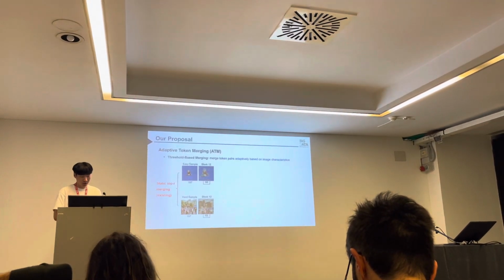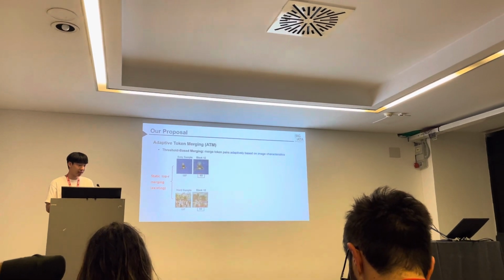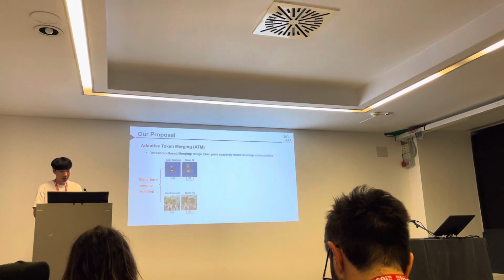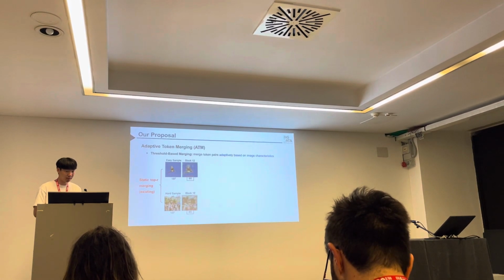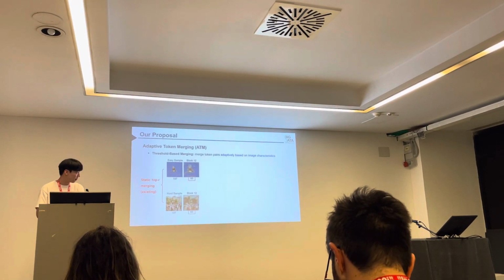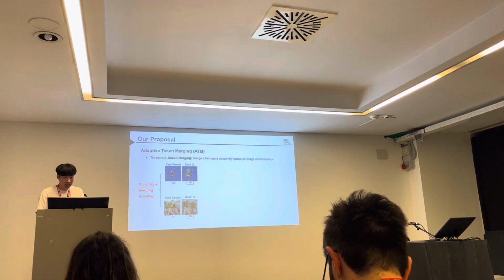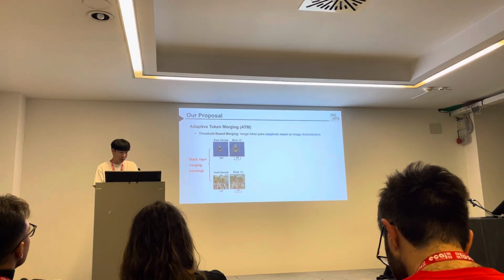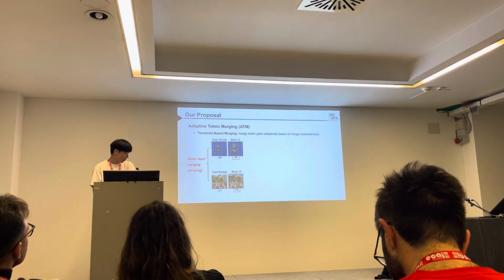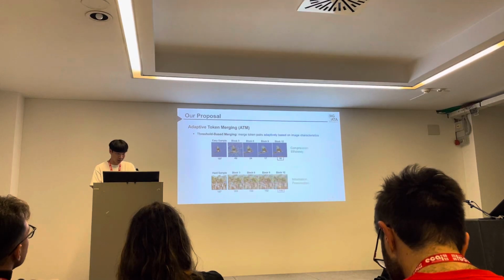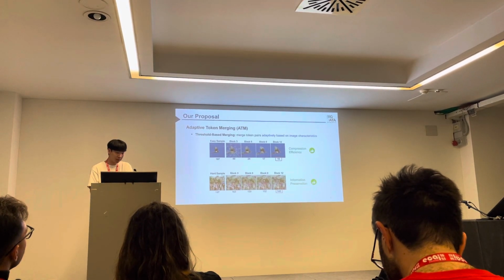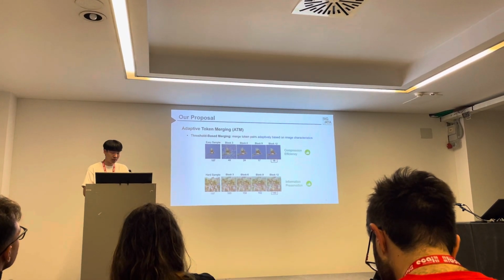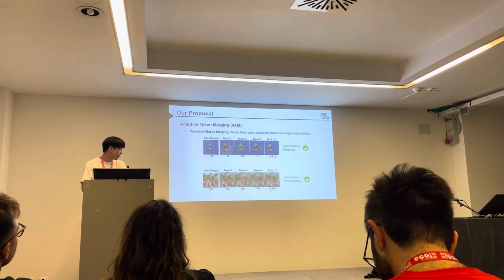So we guess that a threshold-based merging approach is more appropriate than static top-k merging. This is because threshold-based merging allows us to merge token pairs adaptively based on image characteristics. As you can see in this figure, in static top-k merging, the number of remaining tokens is 65 in this case, so the number of remaining tokens is the same. However, when we apply the threshold-based merging approach, the number of remaining tokens varies across images. So we decided to use a threshold-based merging approach in our method.